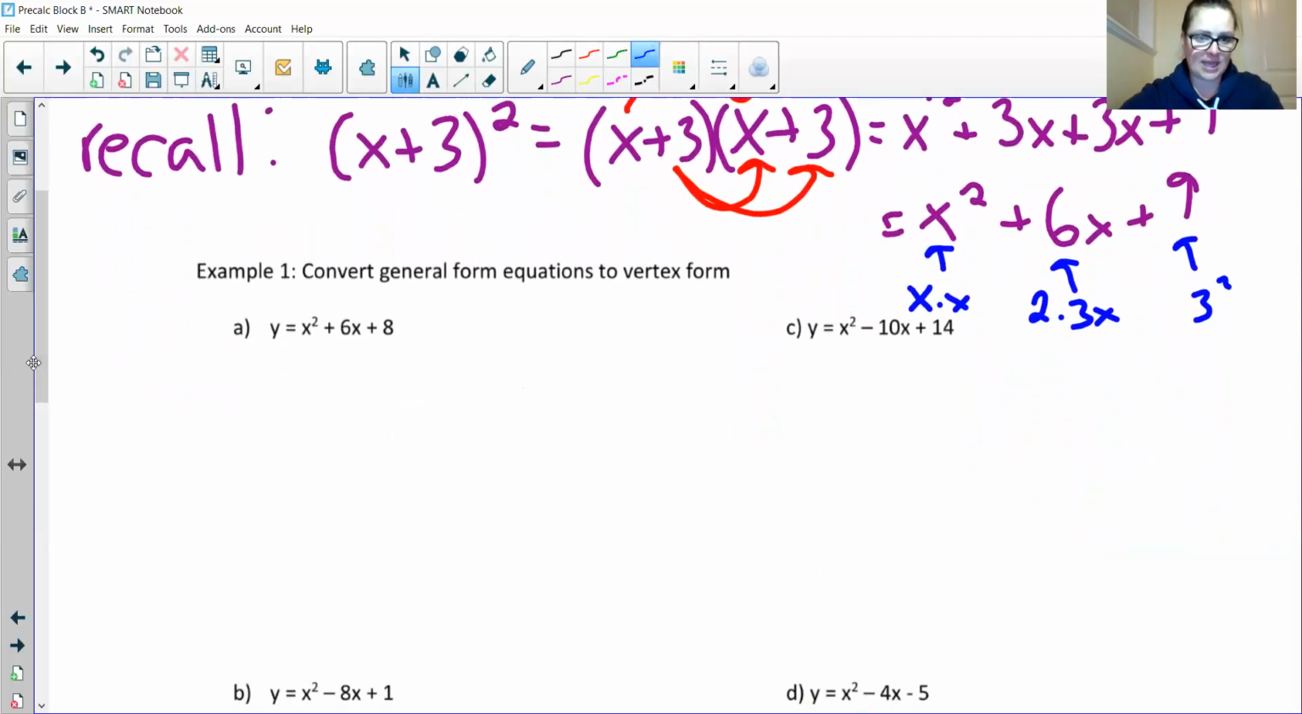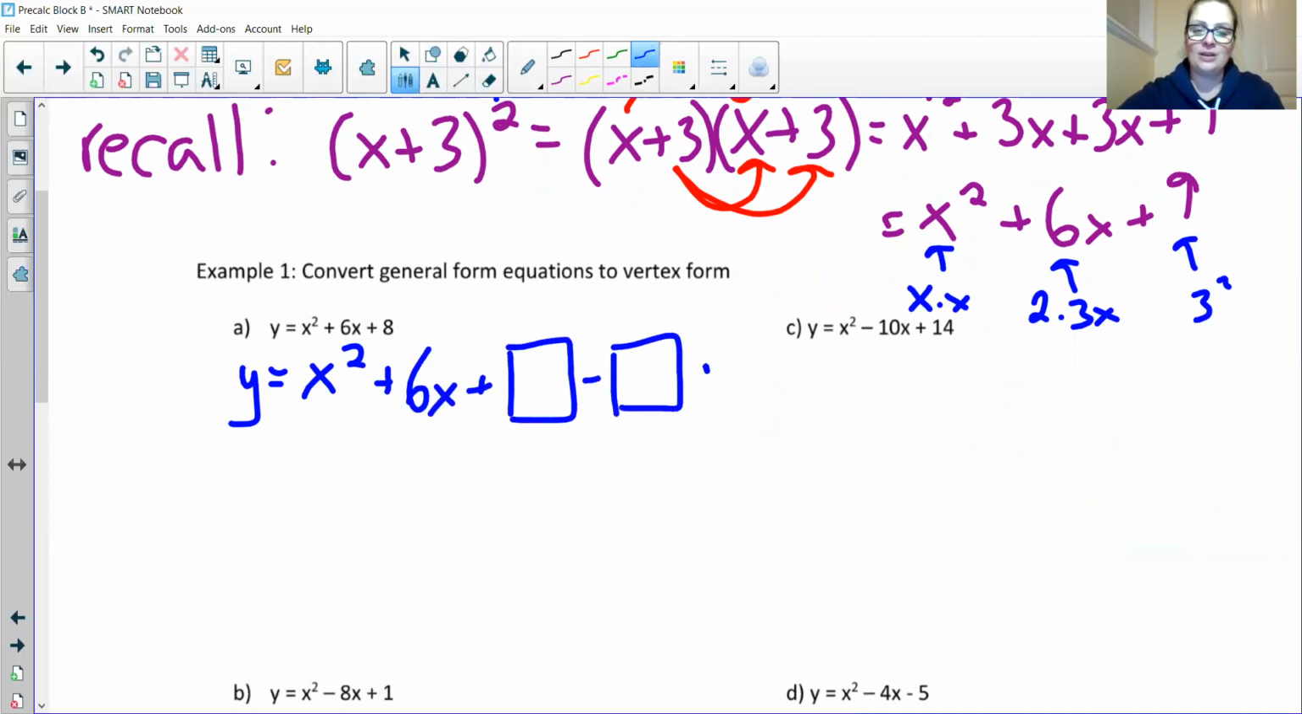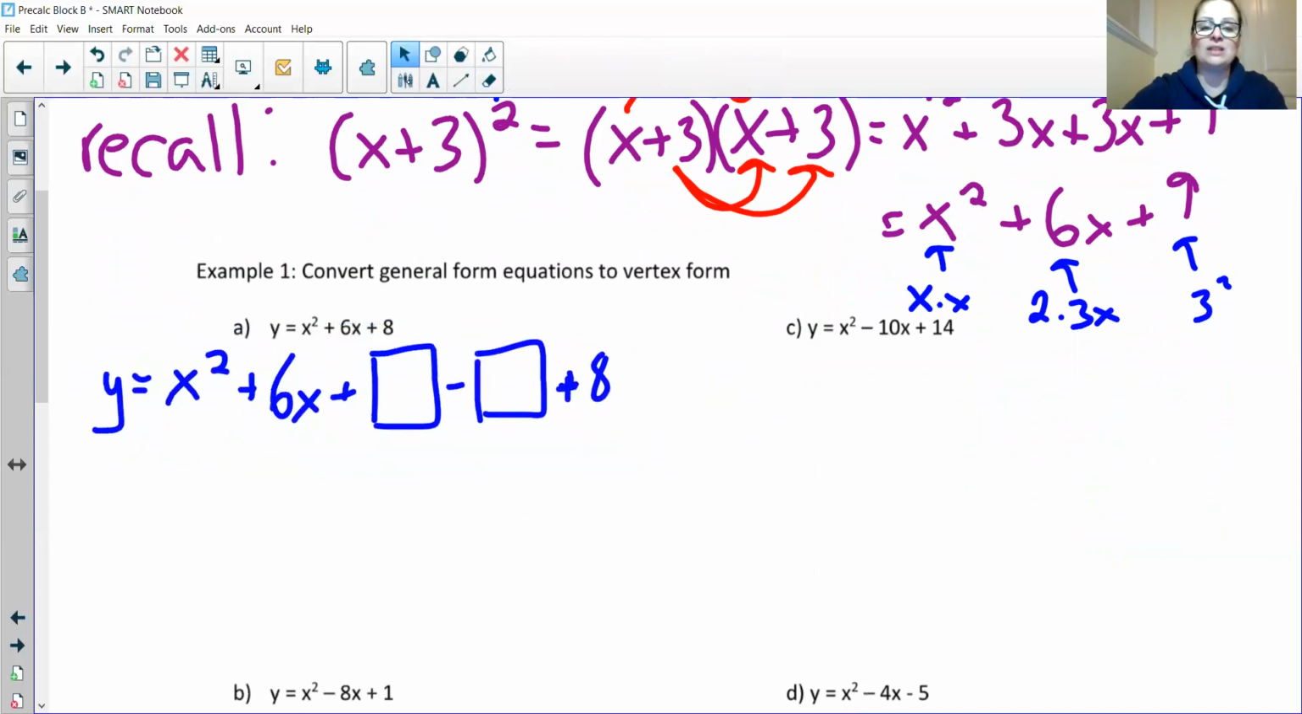We have y equals x squared plus 6x plus 8. Now this is not a trinomial square, but we can manipulate something. And how we're going to do that is we're going to add a value. We're going to subtract the same value. And when we add and subtract the same value, if we add 5 and subtract 5 from that right side, we have not changed the value of this equation. All we've done is we've manipulated it.